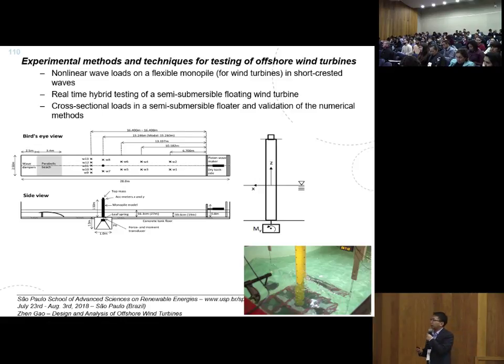And also we have, together with SINTEF Ocean, which is a research institute mainly working on marine structures, a lab that does model testing. And we also do model testing. For example, this is a case of a monopile foundation, but we consider it as a flexible structure, so the first eigenmode is captured in the test. And then we look at the extreme wave loads on the foundations and so on.